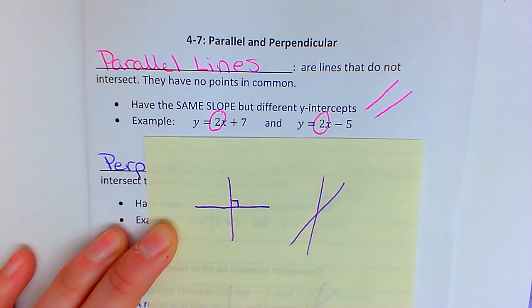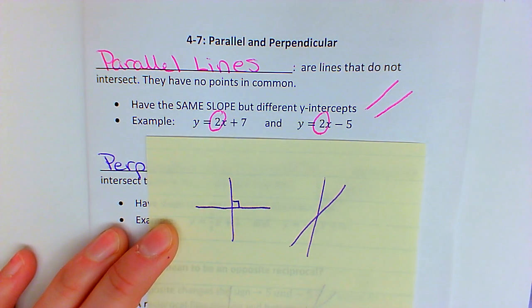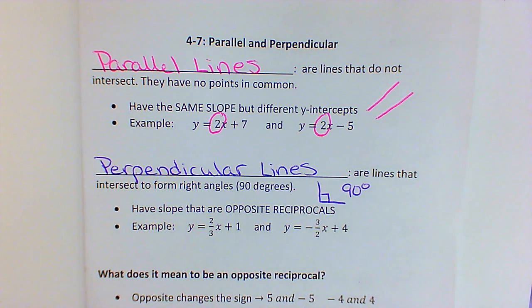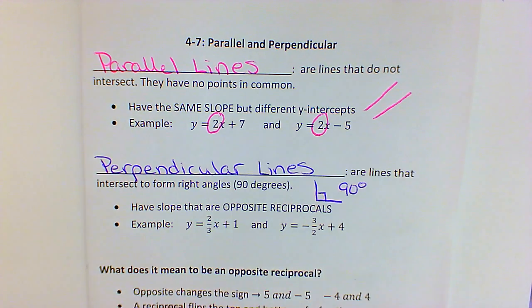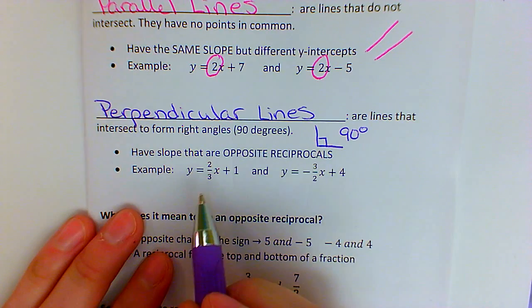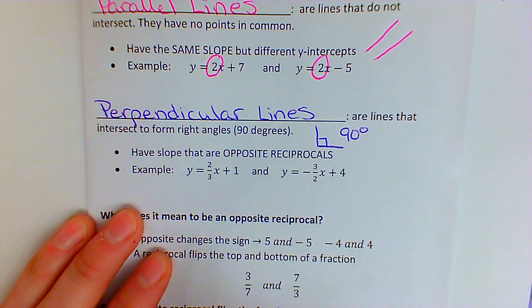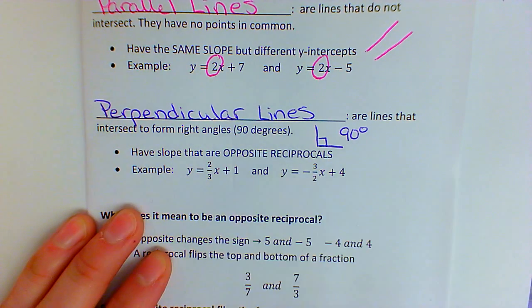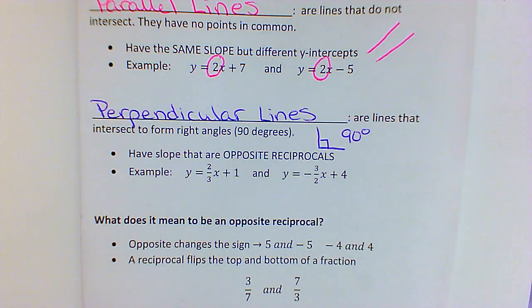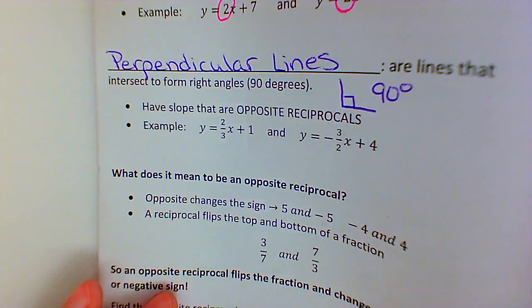If I have two lines like this, they are crossing each other, but they're not forming 90-degree angles, so they are not considered perpendicular. So you can also tell if lines are perpendicular by looking at their equations. If you look at my examples, 2/3 for the slope and -3/2 for the slope, those are considered opposite reciprocals. So let's break that down and find out what it really means.